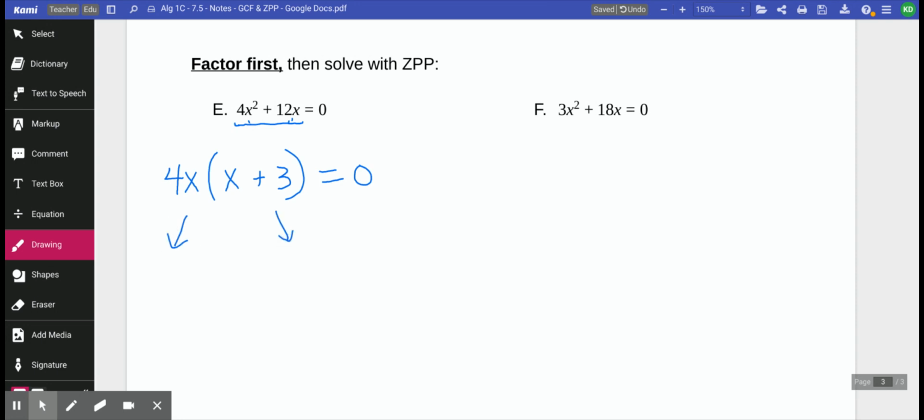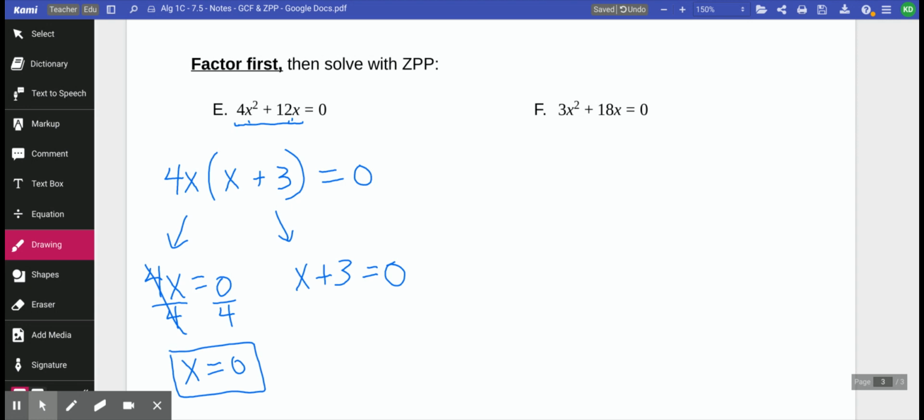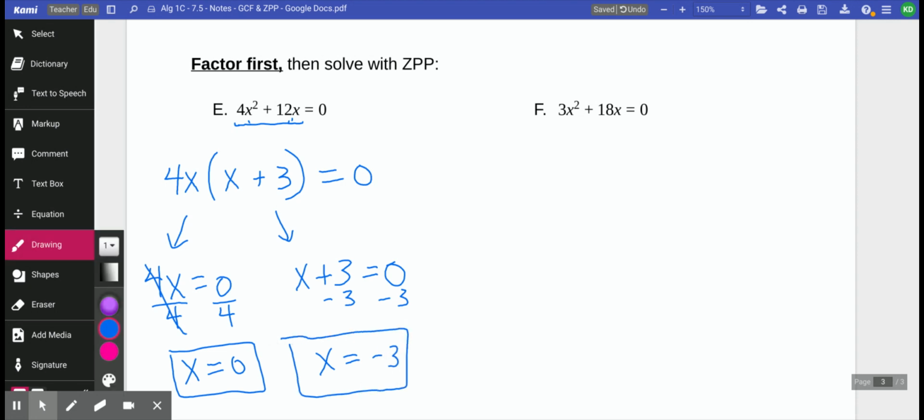And now I can set my two factors equal to 0, just like we just learned with the zero product property. But here we're factoring and then setting these equal to 0. Okay, so the first one, 4 times x, I can divide by 4. That's going to give me x equals 0 divided by 4 is 0. And then x plus 3, I can subtract 3, which is going to give me x equals -3. So those are my two solutions for that one.